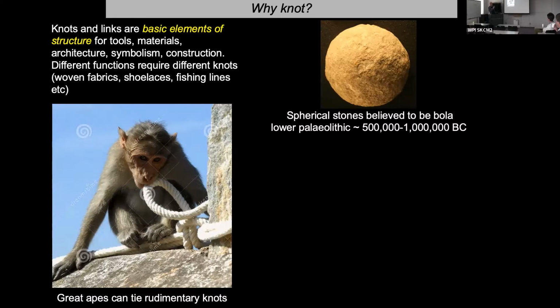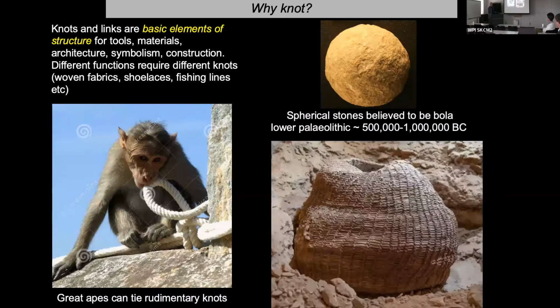And if these spherical stones are really bolas, then in order to be attached to the ropes, the humans would have had to have tied knots. So that meant that humans were tying knots maybe a million years ago, which is about the time that humans started to use fire for the first time. So the tying of knots is a really ancient human civilization.